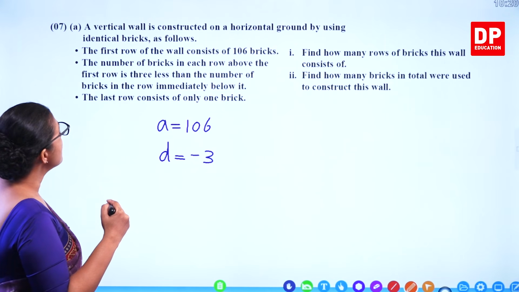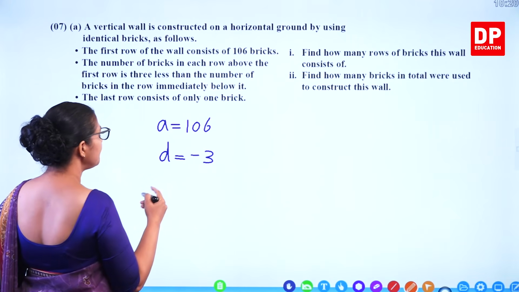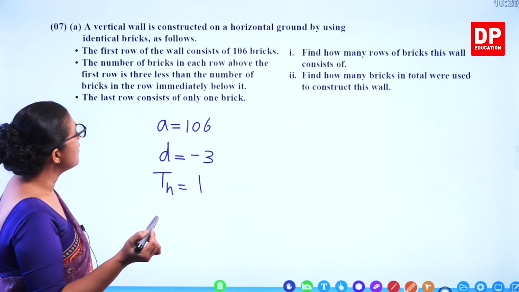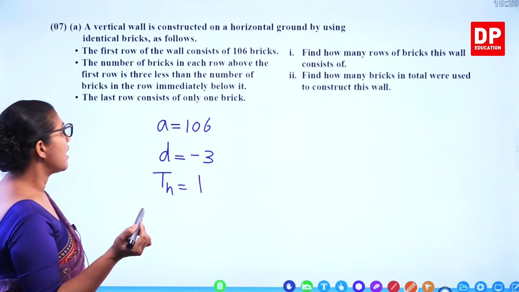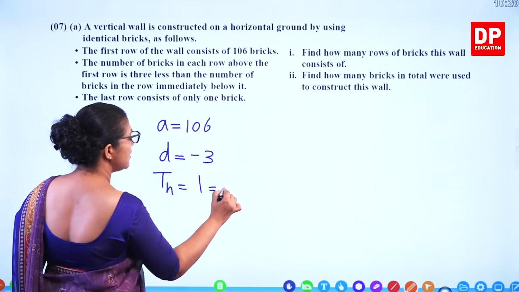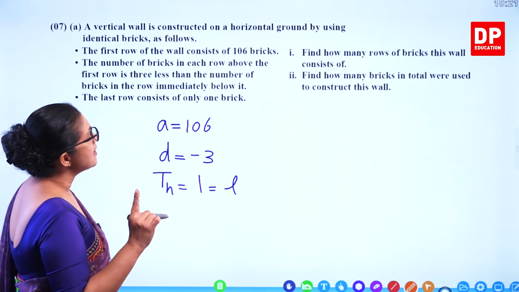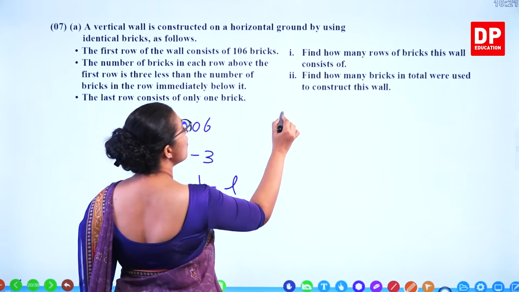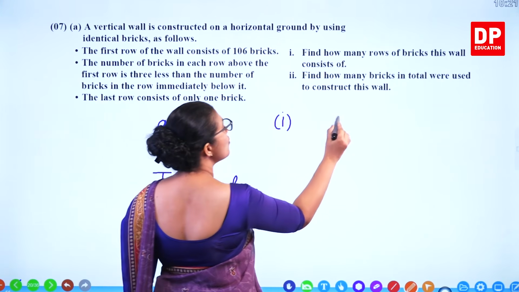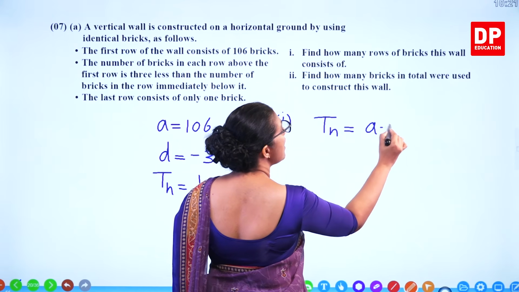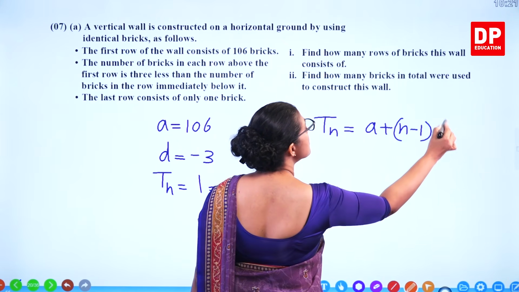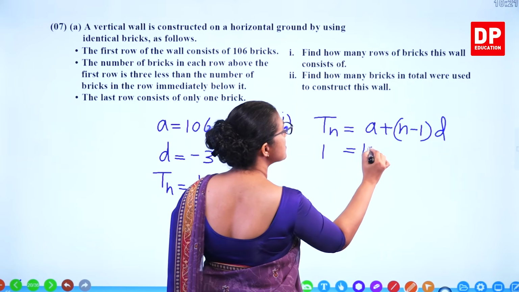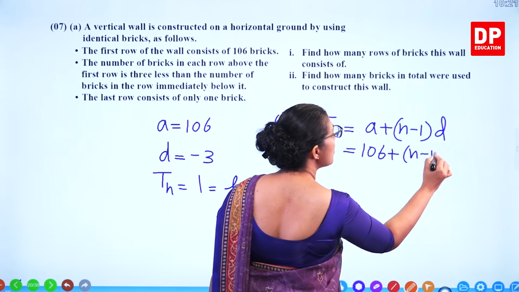The last row consists of only 1 brick. So that means the nth term, the last row, is given as 1, or L. Now it says find how many rows of bricks this wall consists of. We know the nth term, so you can use the nth term formula, a plus (n minus 1)d. Substitute: the last term is 1, the first term is 106, and you need to find n.